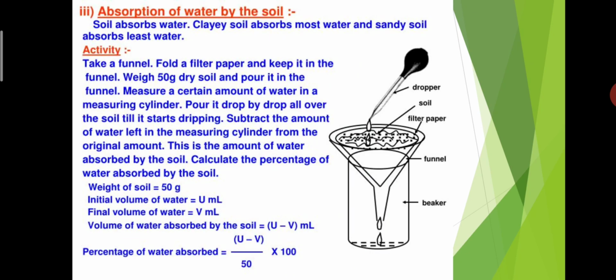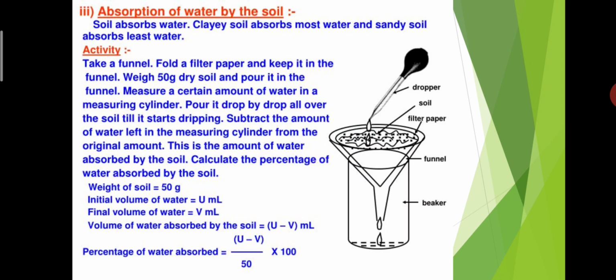Now our third property of soil is absorption of water by the soil. Soil absorbs water. Clayey soil absorbs the most water and sandy soil absorbs the least water. So we can say that sandy soil absorbs less water and allows more water to percolate, and clayey soil absorbs more water than sandy soil and allows less water to percolate.